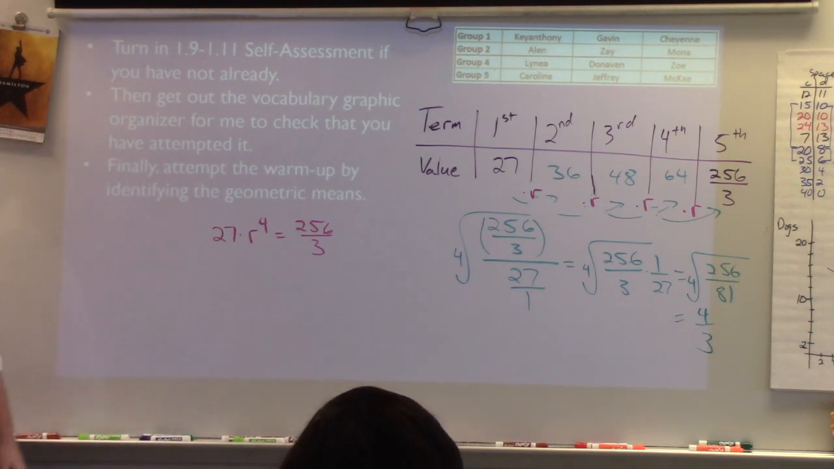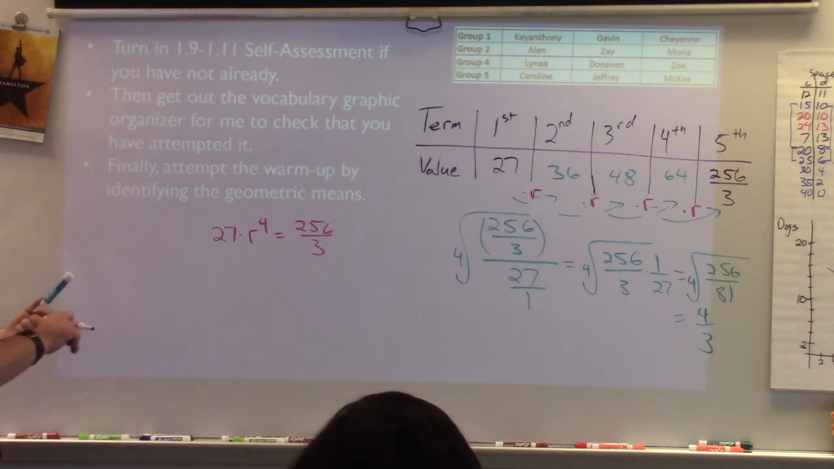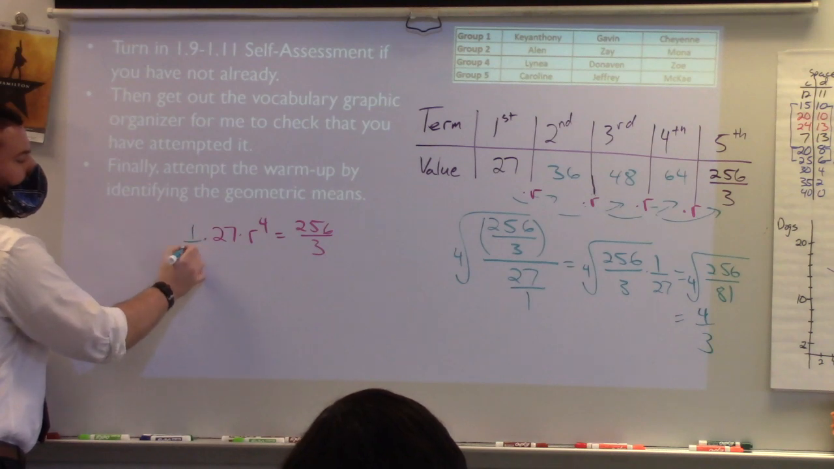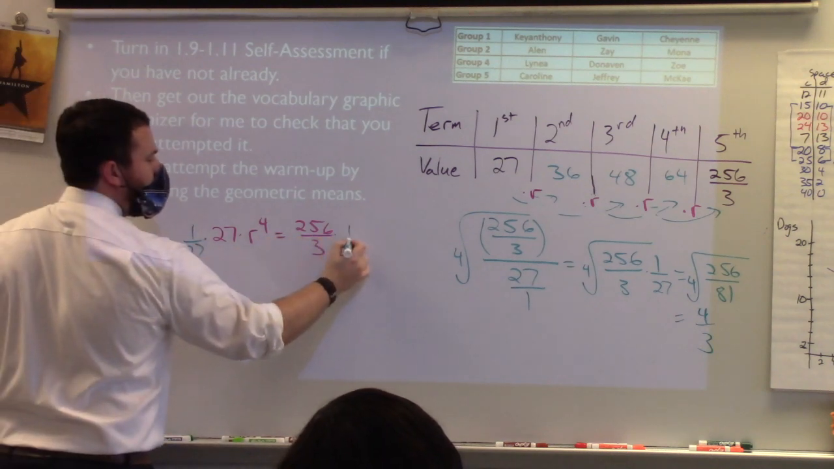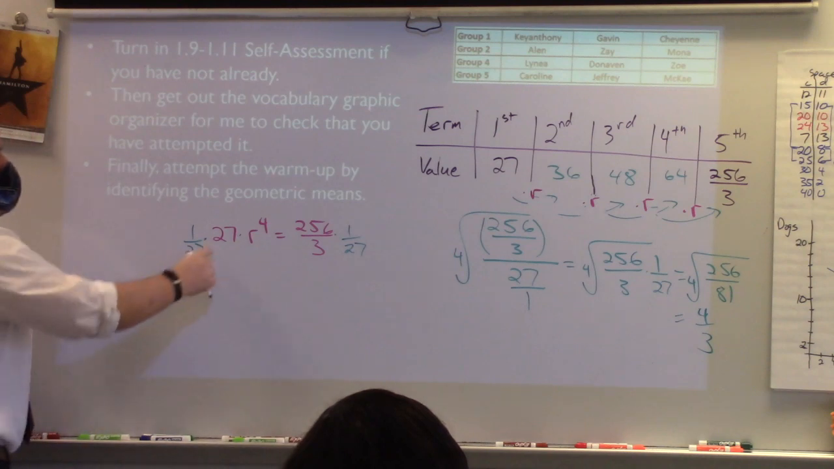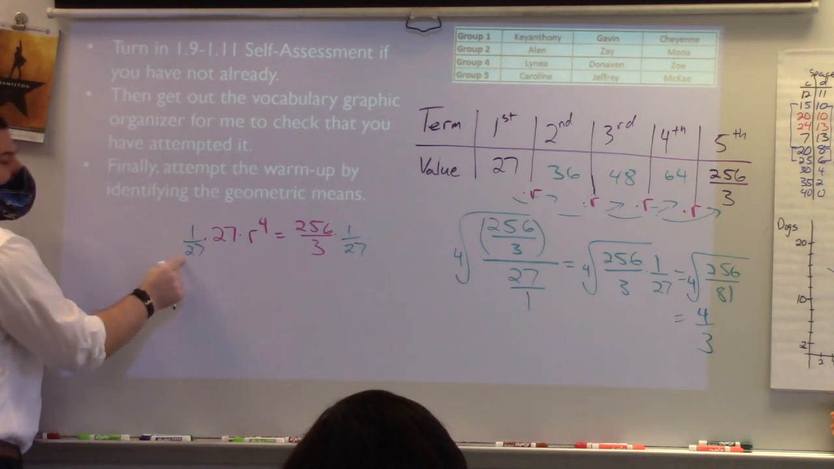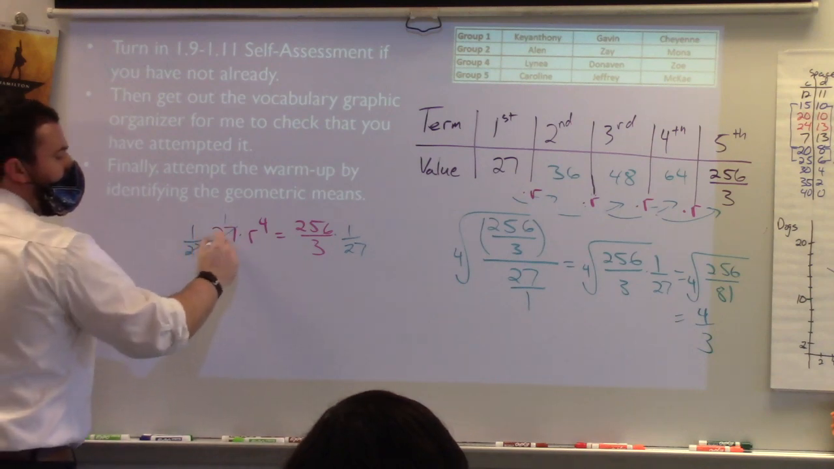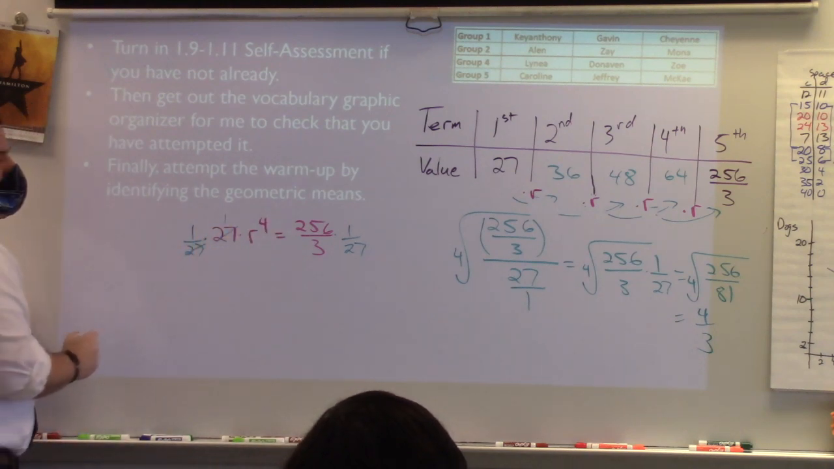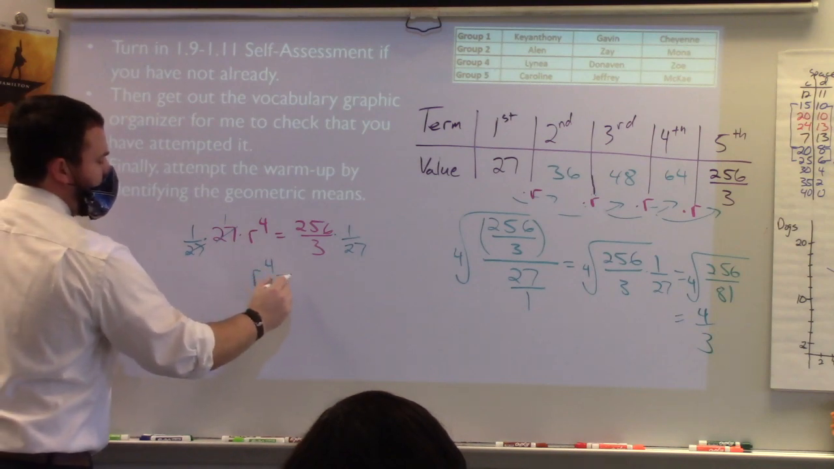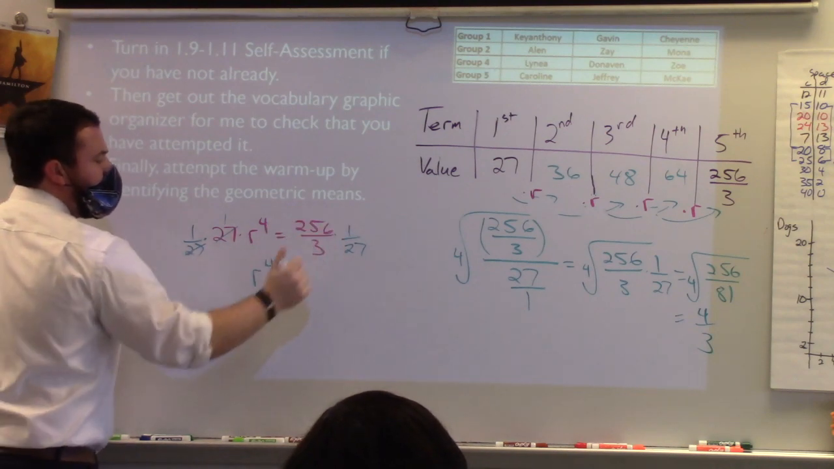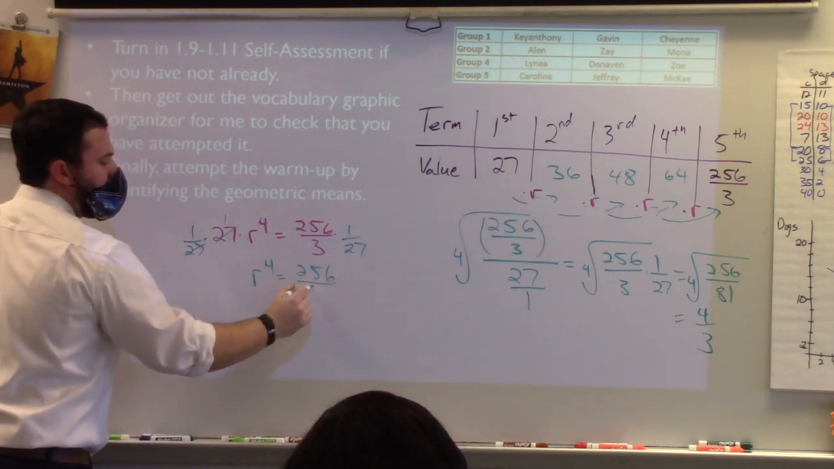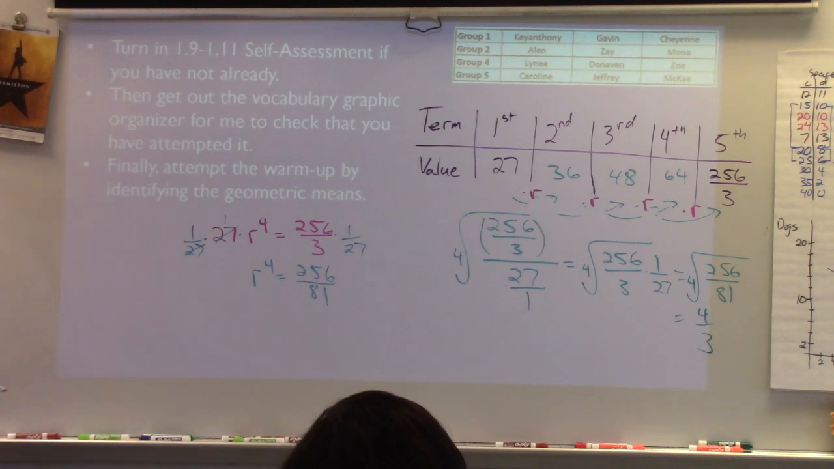Now you could divide both sides by 27, but this is why, again, I love a reciprocal. I already have a fraction on the other side, so I'm going to multiply by 1 divided by 27. This will speed things up, because what is 27 divided by 27? 1. I'm creating that 1 right here. 1 times r to the 4th is r to the 4th. And then 256 times 1, 256. 3 times 27. That's a tough one. But you have calculators for that.